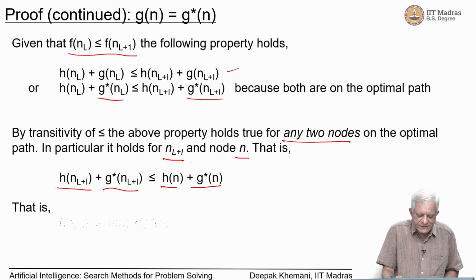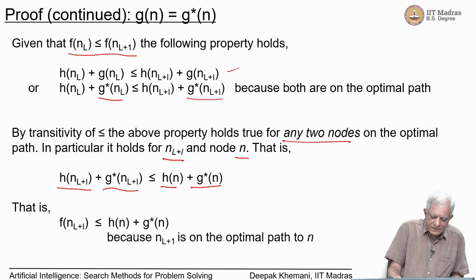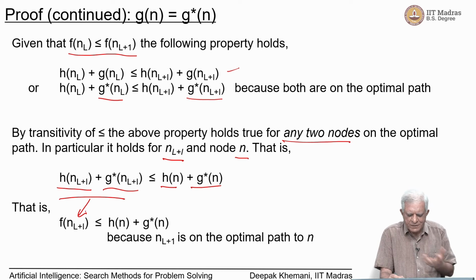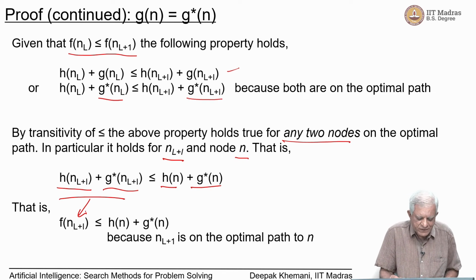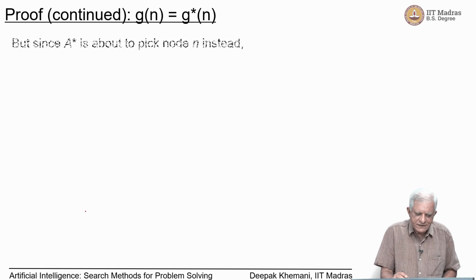So, we can rewrite this. This part has reduced to the f value, because it is on the optimal path. This is equal to the actual f value of this node. Remember that h is not star, it is only g which is star essentially, because we are talking about optimal paths.